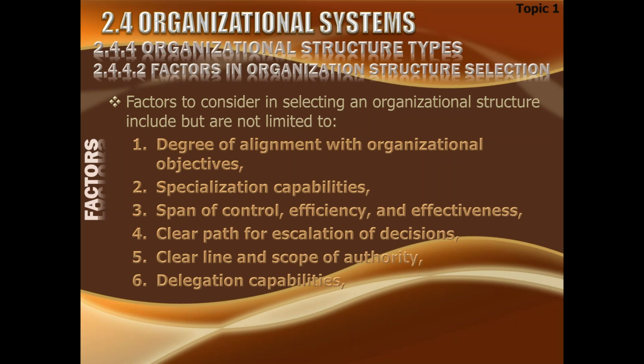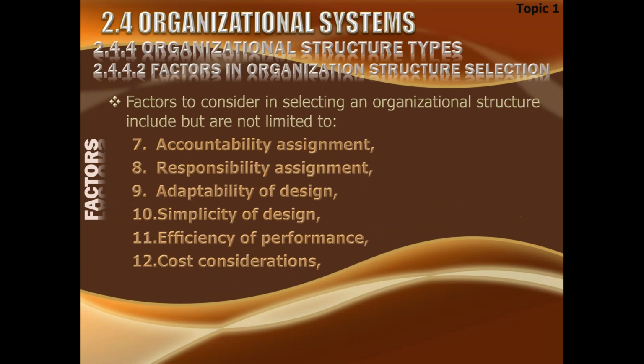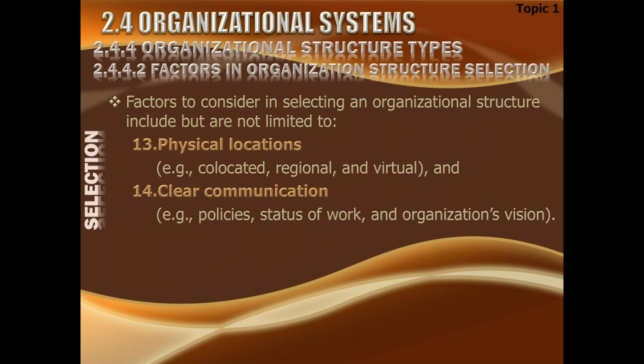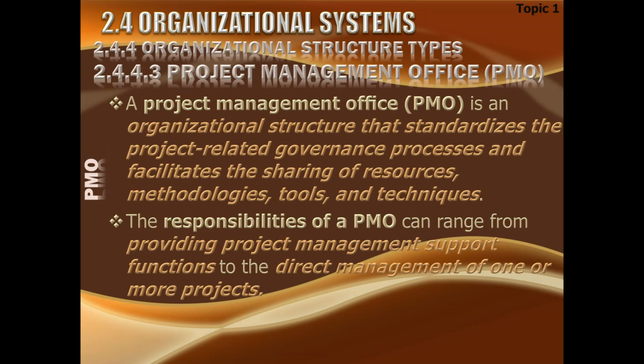Clear path for escalation of decisions. Clear line and scope of authority, and delegation capabilities. So these are some of the factors for selecting an organization structure. More are accountability assignment, responsibility assignment, adaptability of design, simplicity of design, efficiency of performance and cost performance, physical allocations, and clear communication.